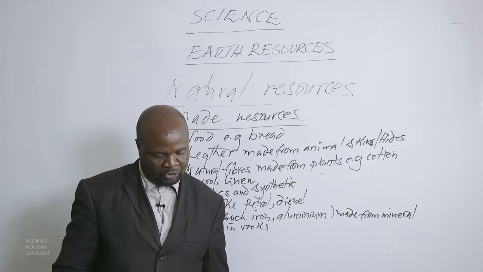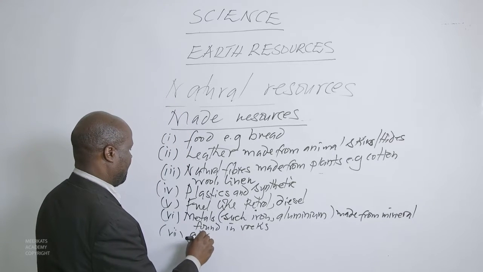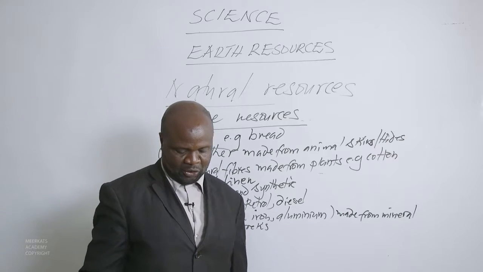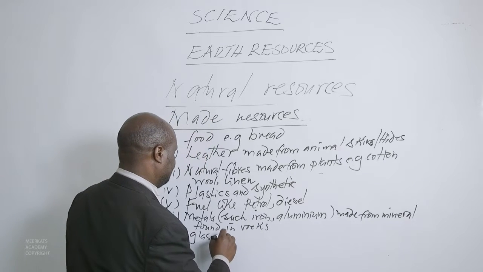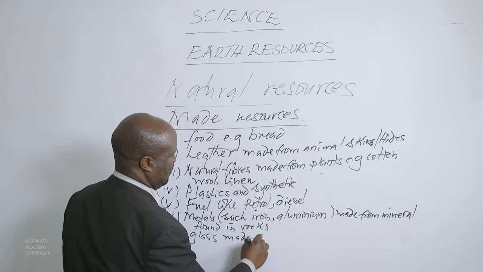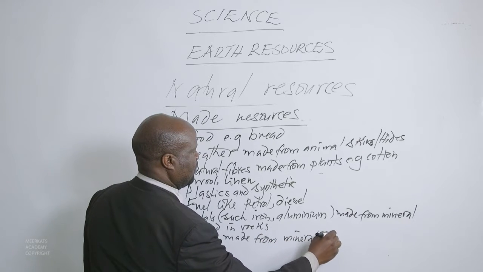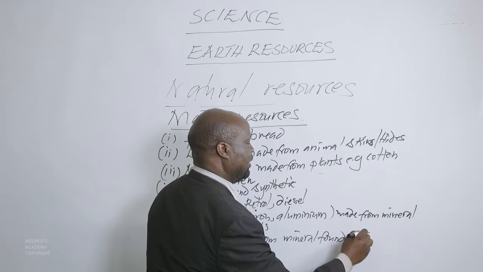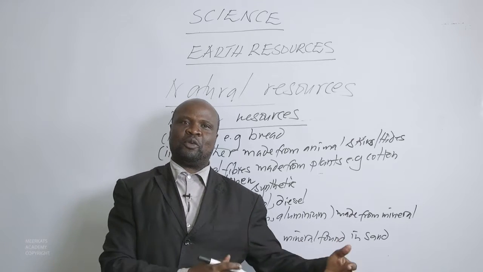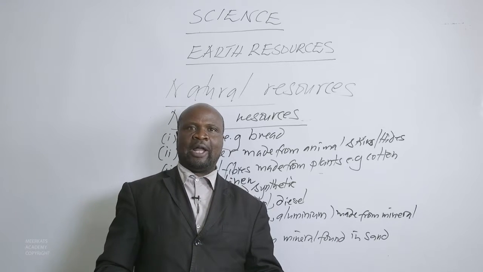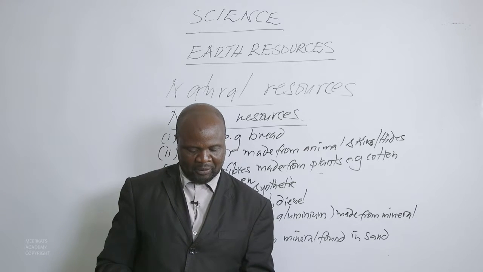And we are saying also another made resource is glass. Yeah, the glasses that we are used to, that we know. Glasses are made from minerals found in sand. So from sand, through human activities, we are now able to acquire our glass, and we know the various uses of glass that we are depending upon at the moment.